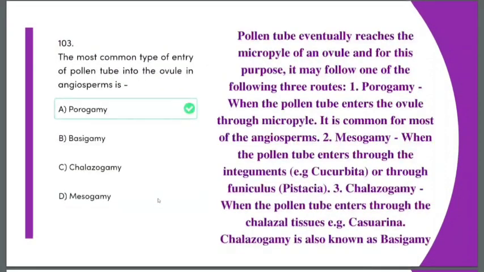Both are correct. 103: the most common type of entry of the pollen tube into the ovule in angiosperms is porogamy. So let us understand these terms. Porogamy means the pollen tube enters the ovule through the micropyle. It's very common in angiosperms. Mesogamy means the pollen tube enters through the integument. And in chalazogamy, the pollen tube enters through the chalazal tissues. And basiogamy is the other name of chalazogamy.